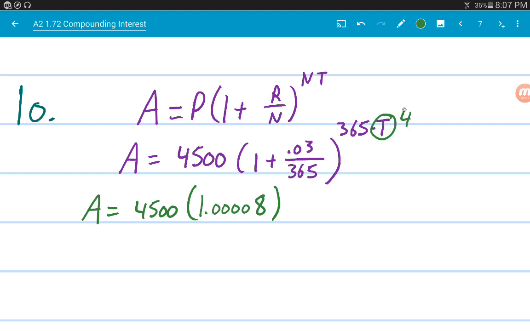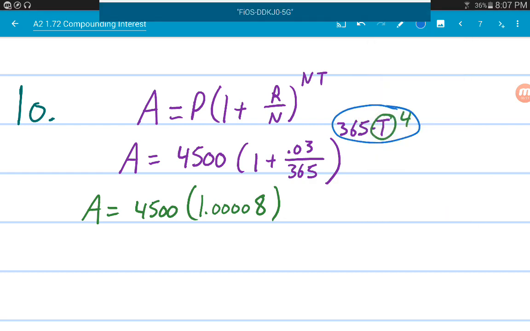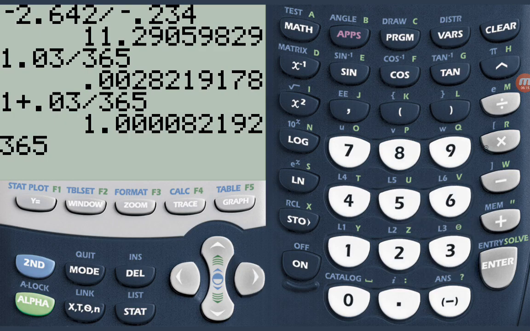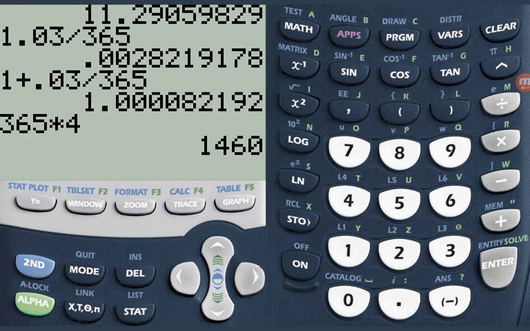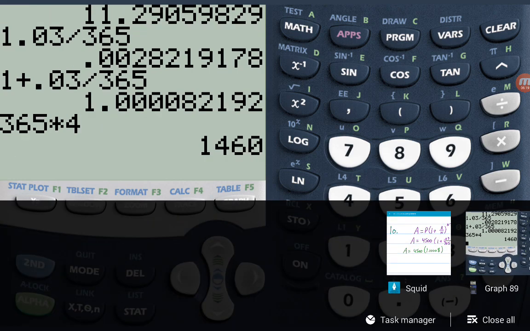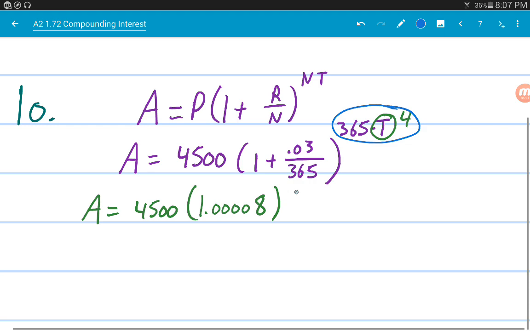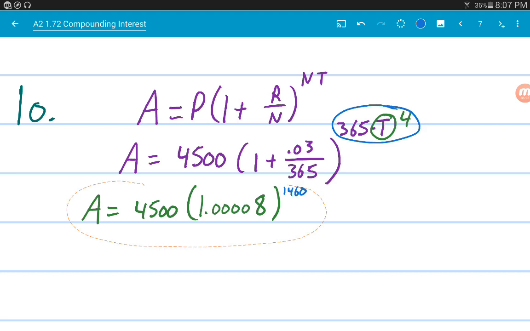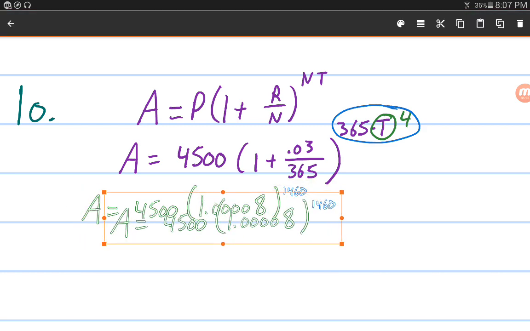1.00008 raised to the, now, here's the exponent, 365 times 4. So let's do that in the calculator as well. 365 times 4 is 1,460. So raised to the 1460 power. Give myself a little too little room here, so I'm going to spread this out.